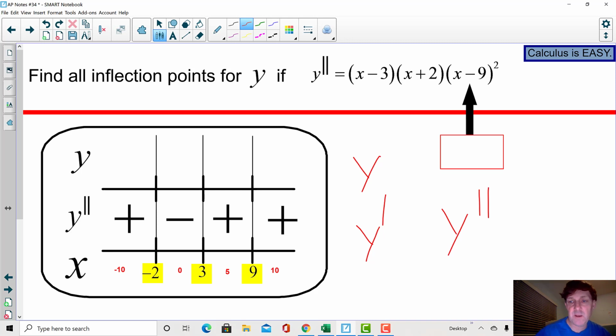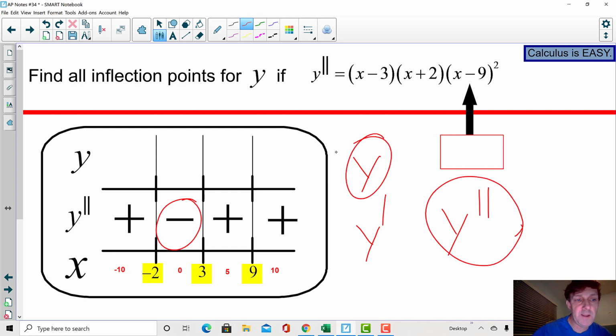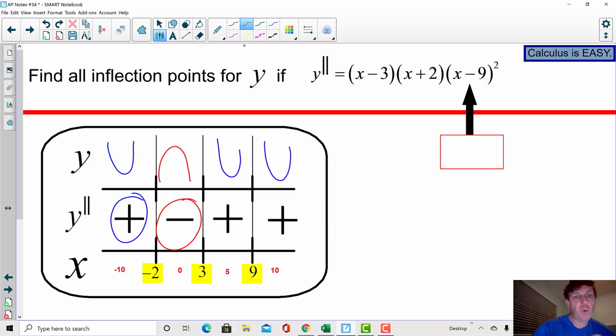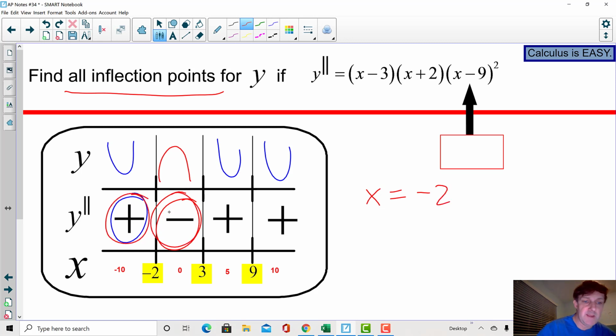What we want to say is that when y double prime is negative, that means that y is concave down. And when y double prime is positive, y is concave up. Now remember, the question's asking for all the inflection points. In this case, we have an inflection point when x is equal to negative 2, and that's because we changed from concave up to concave down at x equals negative 2.